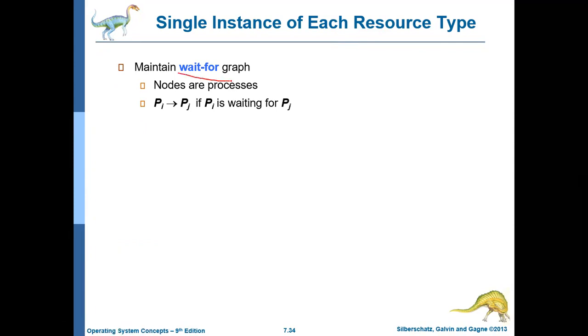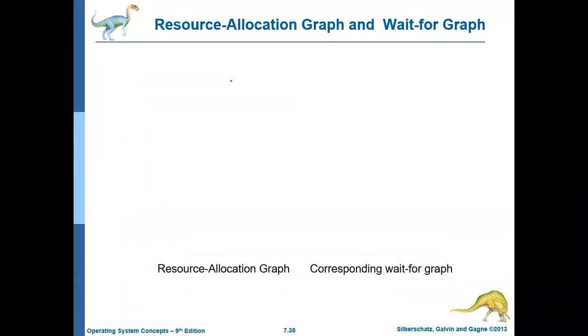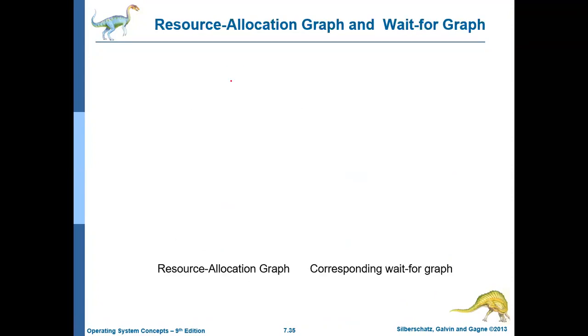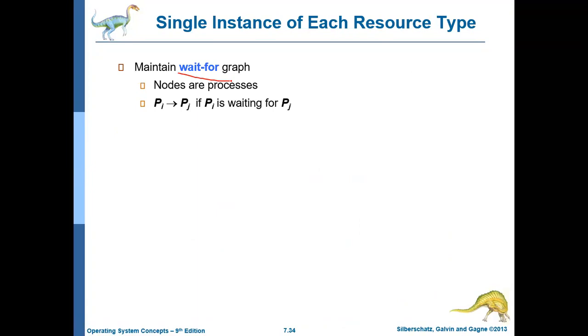Whereas the second type of algorithm will be used when there are several instances of a resource type. Let us discuss both cases. I think the point is clear: we have two versions of the deadlock detection algorithm.